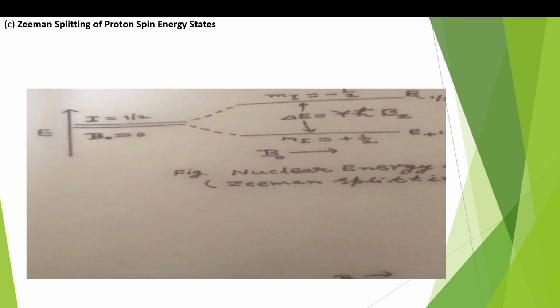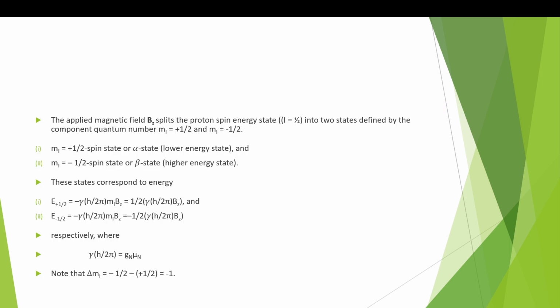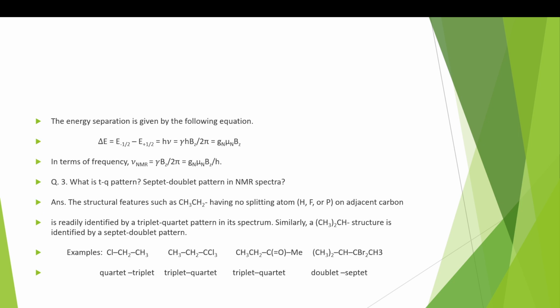Zeeman splitting: in the absence of a magnetic field, nuclear spin states are of equal energy, which is degenerate. The magnetic field removes the degeneracy. It creates a gap between the two states. The energy states are listed here as E plus half and E minus half. The separation between the energy states in the form of frequency is gamma Bz upon 2 pi, or g n beta n Bz upon h.